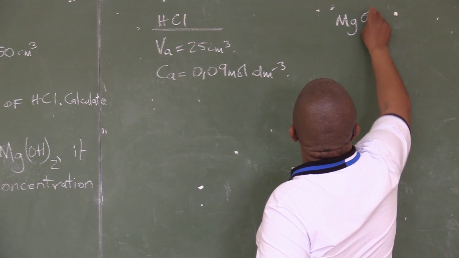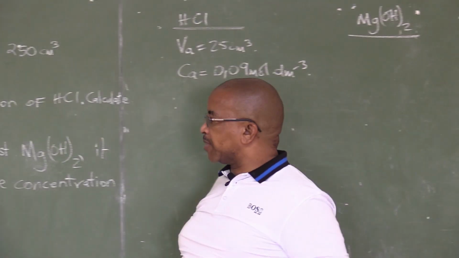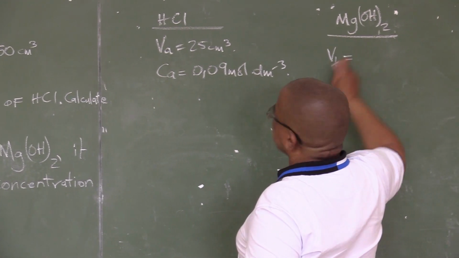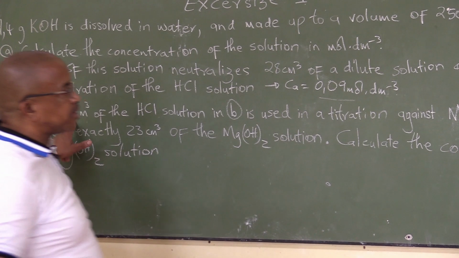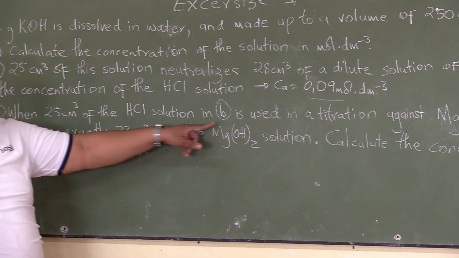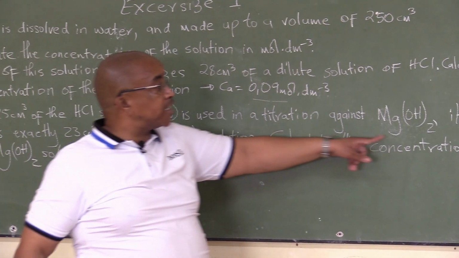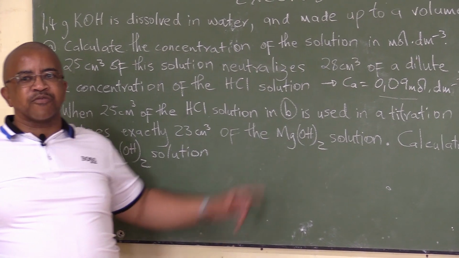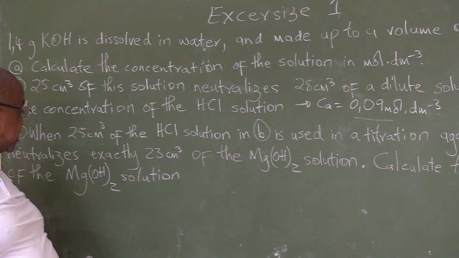Magnesium hydroxide, Mg(OH)2 in brackets 2. It's used against magnesium hydroxide. It neutralizes exactly volume of the base that is neutralized 23 cubic centimeter. Njengoba yisho ithi when 25 cubic centimeter of HCl solution in B le nanti concentration yakona is used in titration against magnesium hydroxide. It neutralizes exactly 23 cubic centimeter of magnesium hydroxide. Calculate the concentration of magnesium.